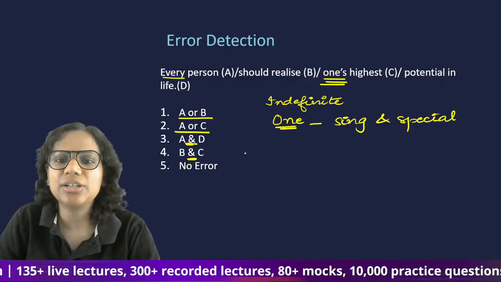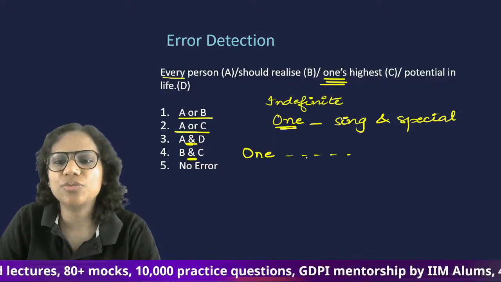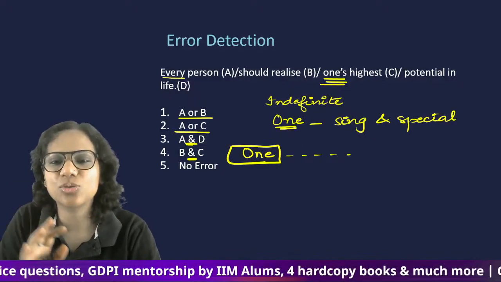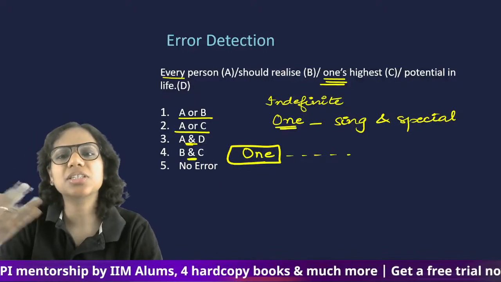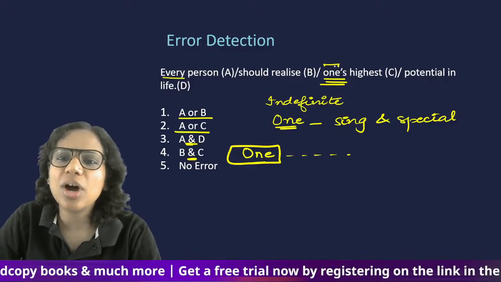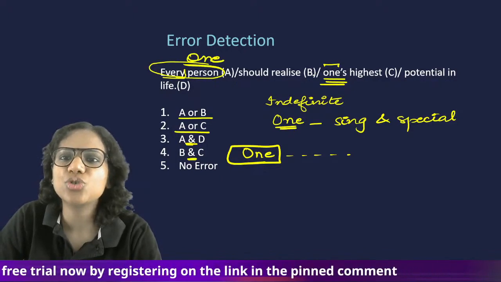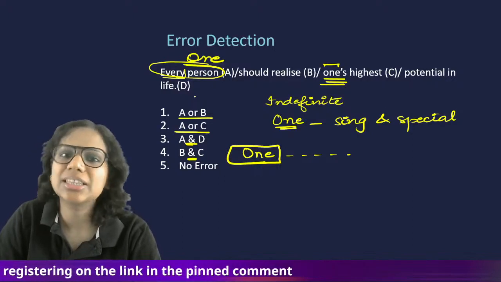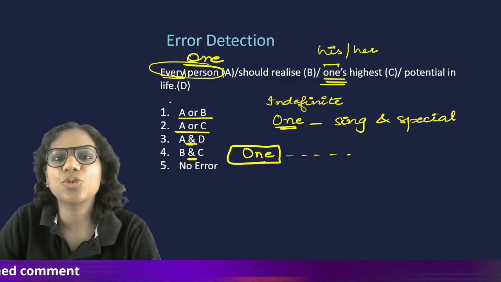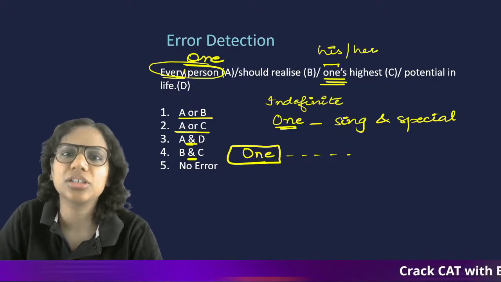The special thing is that one, when you use it once in your sentence, then in the continuation, if you want to refer to this person only, basically it refers to anyone in general. So one must be honest to oneself. That means a person should be honest to himself or herself. That is what this sentence means. So you cannot use one without having used one here. Either you say one should realize one's highest potential in life, that would be correct, or you say every person should realize his or her highest potential in life. That would be correct. You cannot use one here without having used it here, right?